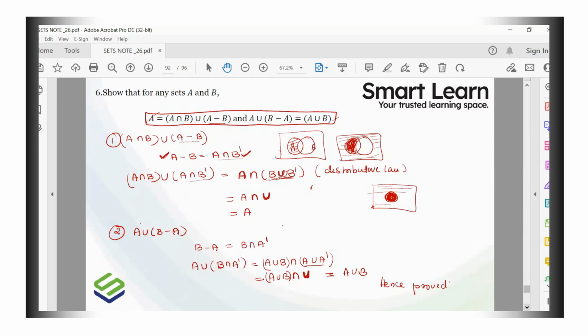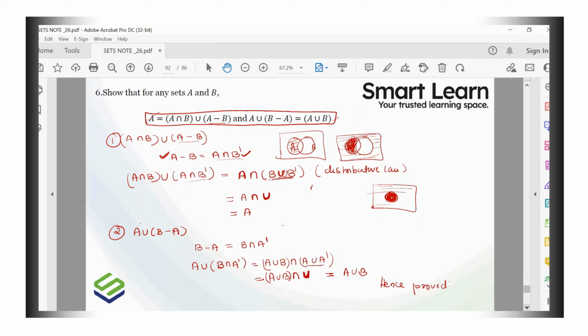Now, show that for any set, A is A intersection B union A minus B. These things you have to learn by heart, okay? A intersection B union A minus B. A minus B, how can I write? A intersection B complement.